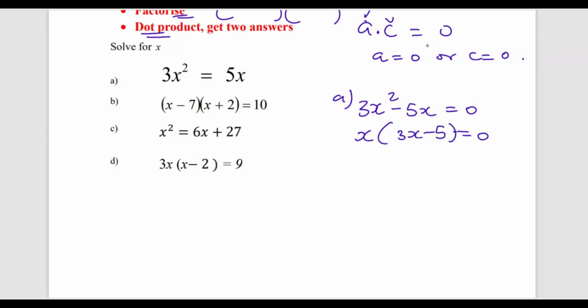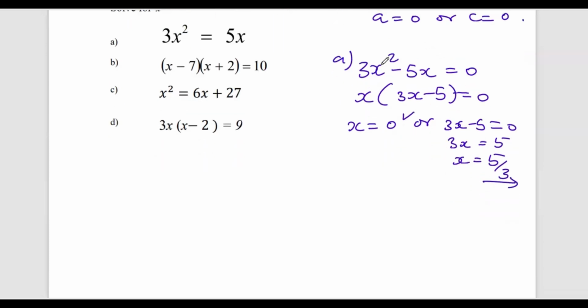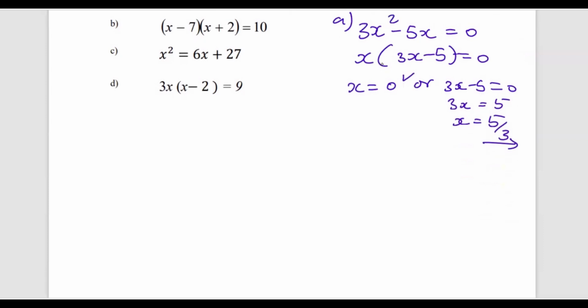All right, then let's apply the dot product. So it's either x is 0 or 3x minus 5 is 0. So x is 0 is the first answer. Then we just need to solve this linear equation as well. So move the 5 that side, 3x is 5, then divide both sides by 3. So our other answer will be 5 over 3. Leave it as a fraction, you're done. Okay, we are done. Part B, we have (x minus 7)(x plus 2) is 10.